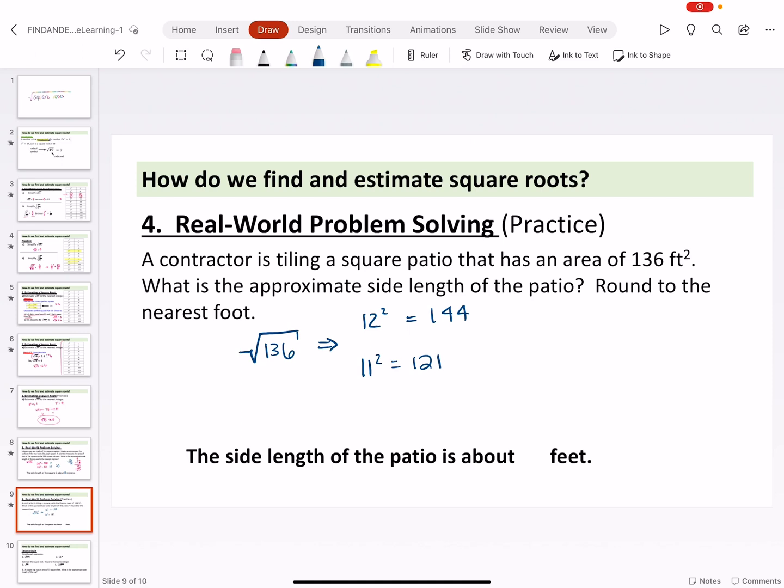Now we just need to find the differences. So we're going to subtract again. We have 144 minus 136, which is 8 spaces here. And then subtract the next one: 136 minus 121, and we have 15. Knowing that there are fewer spaces when we square 12, we know that the patio is about 12 feet.